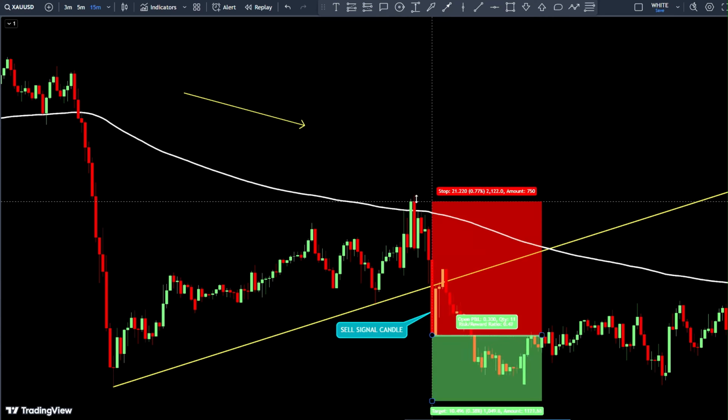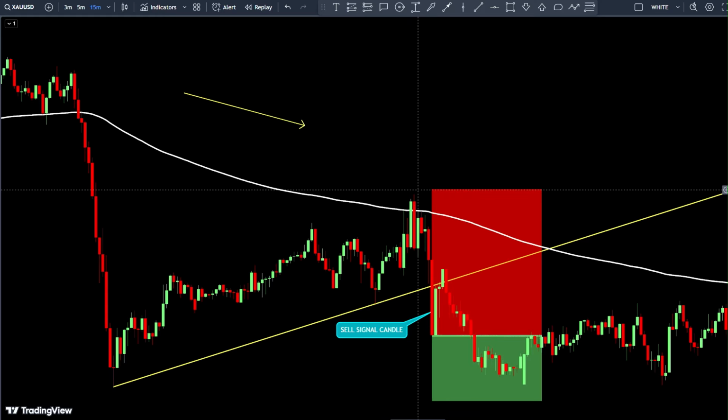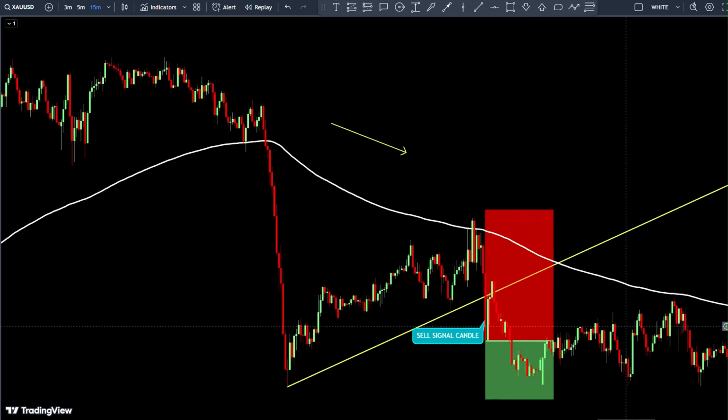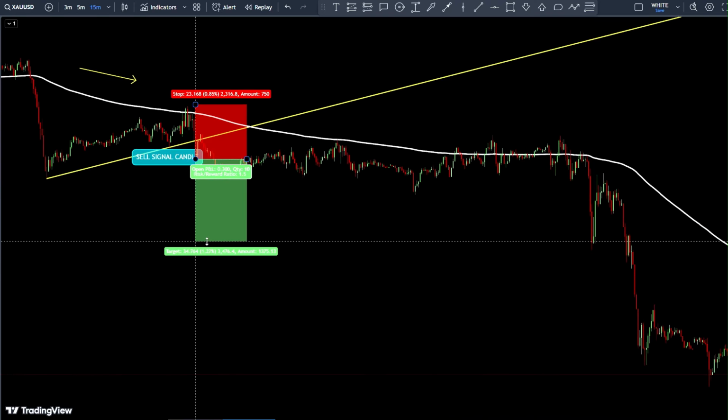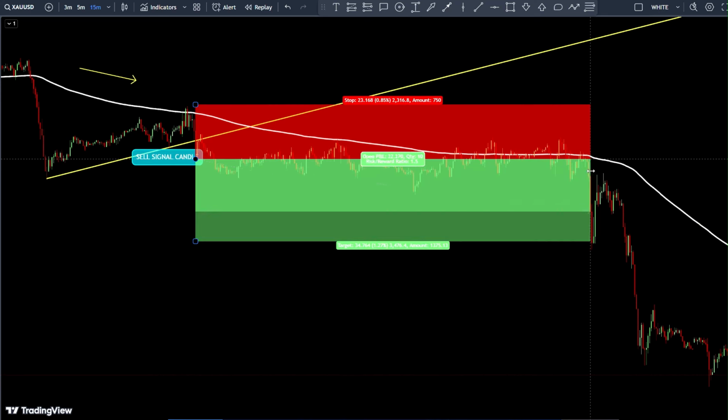Your stop loss goes just above the high of the breakout candle or the last swing high. You can use a risk to reward ratio of 1 to 1.5 or 1 to 2 for your profit target. Just flip it for downtrends. Simple as that.